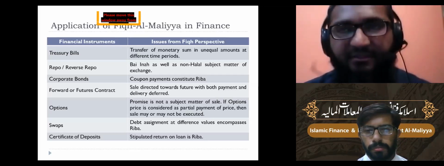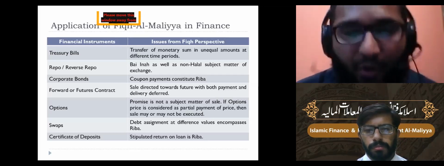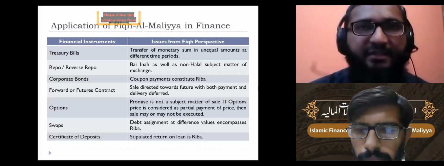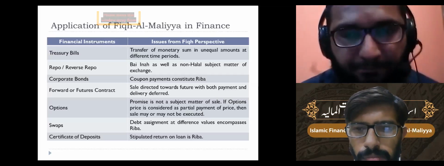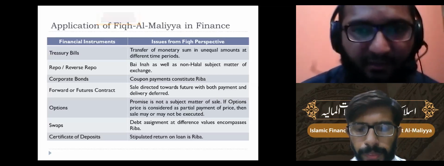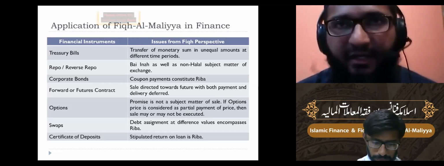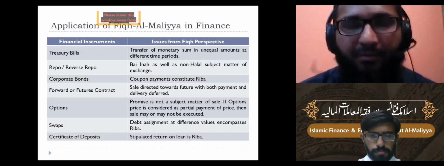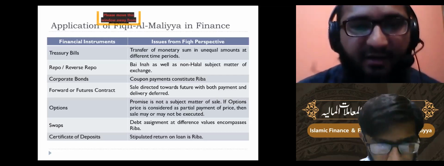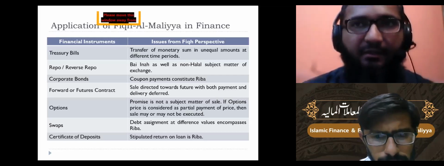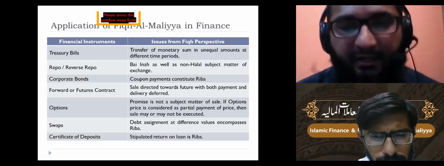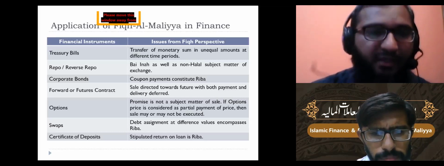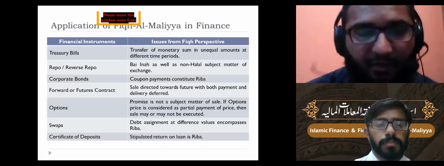And if, let's say, the debt itself is not Islamically permissible, let's say a person has taken a financial lease from a bank at a fixed rate, and another person has taken a financial lease from a bank at a floating rate. Now, if they want to swap, there are two problems. One is debt assignment at different values. The other is that the debt itself is not created in compliance with Islamic principles. So that is why conventional swaps are also problematic.